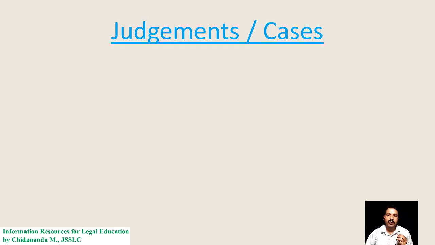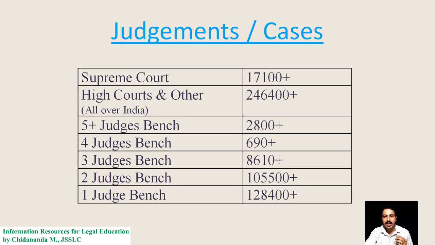There are hundreds of publishers reporting the cases of Supreme Court, High Courts, tribunals, commissions, etc. in India. There are more than 246,000 judgments on constitutional law delivered by courts and reported in reputed reports and databases. Out of this, more than 17,000 judgments were delivered by the Supreme Court of India only. More than 2,800 judgments were delivered by benches of five and more judges. This is the statistic.